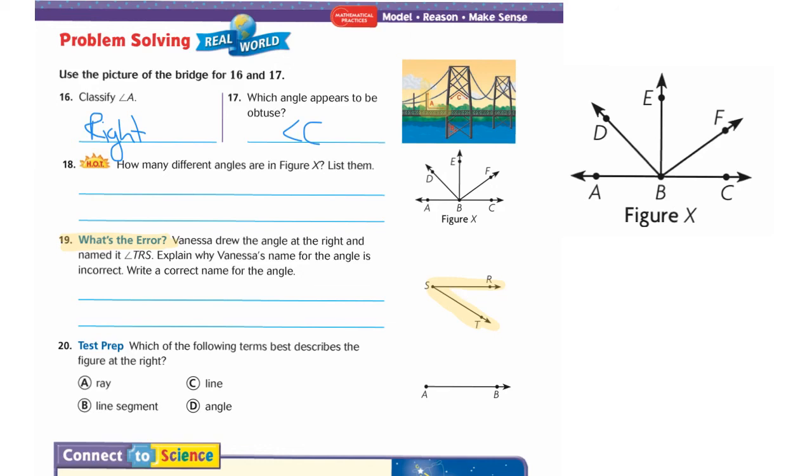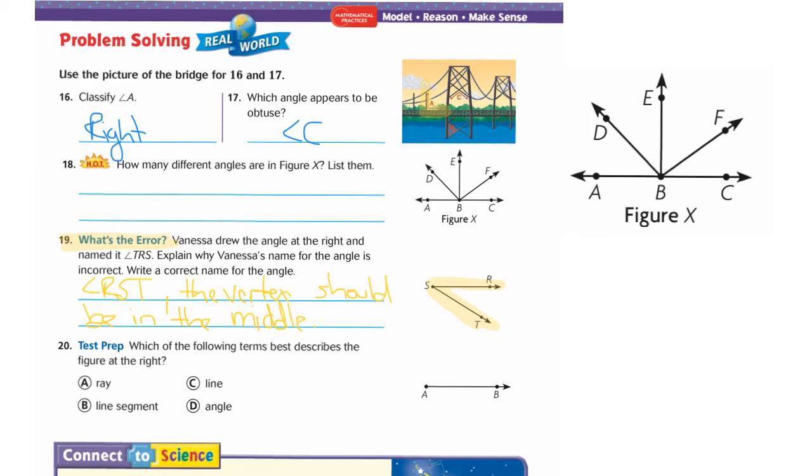So our explanation, it's going to be a couple different ways. You could say angle RST or TSR, and the explanation is the vertex or corner should be in the middle of the endpoints.